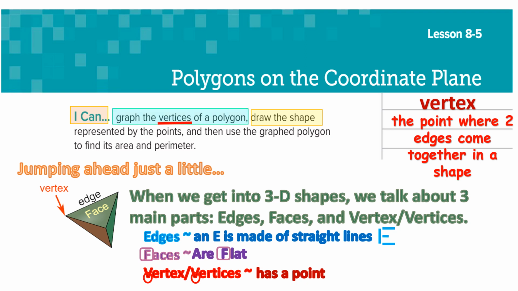So what we're being told we're going to be able to do in this lesson is to take the vertices of a polygon, straight-sided shapes that are closed in, and draw it. Once we're able to draw it on a coordinate plane, then we're going to be able to find two measurements. Right? So we're going to be able to plot it, and then we're going to find the area, and we're going to find the perimeter.